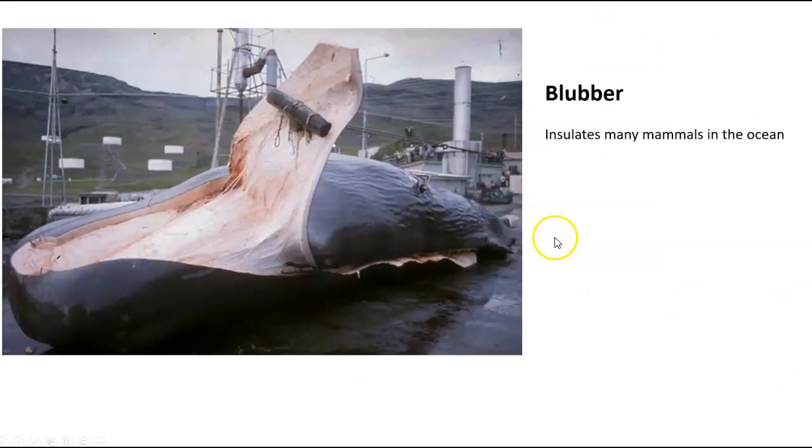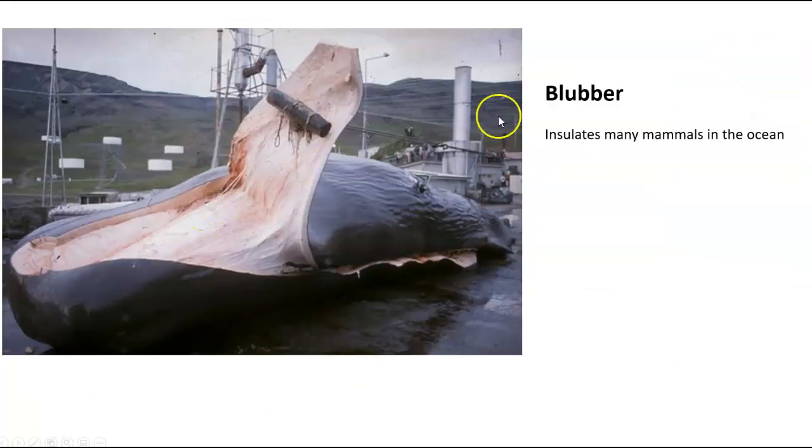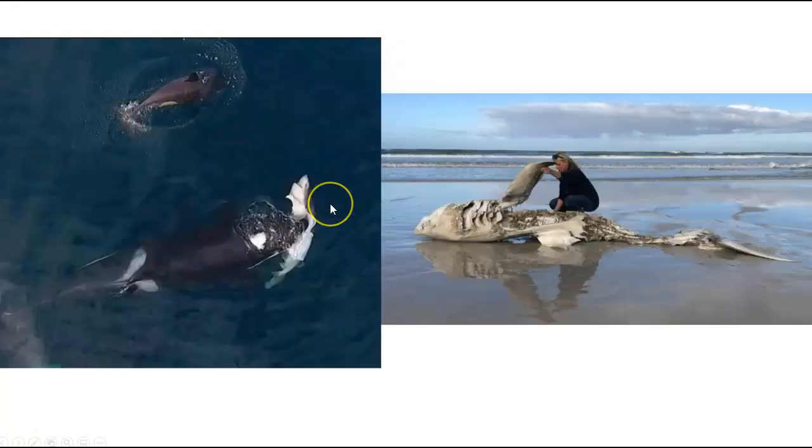What do we use the lipids for? Otherwise, phospholipids, of course, are important for our cell membranes, but animals also use triglycerides to form, for example, blubber in mammals in the ocean to insulate our bodies so we don't lose heat as easily. It's also important on land, but it's very important for animals that dive very deep into the ocean where it's cold. Sharks use fats, as they have quite low density in their livers, to regulate their buoyancy.